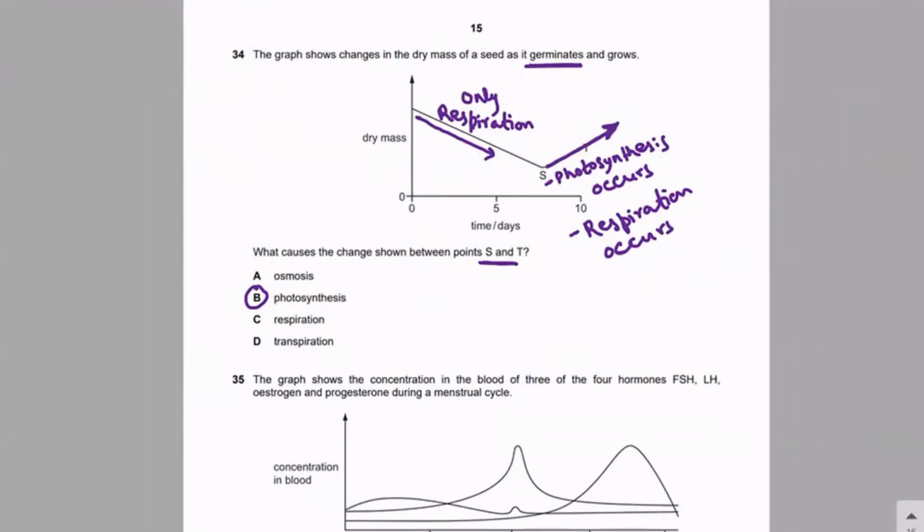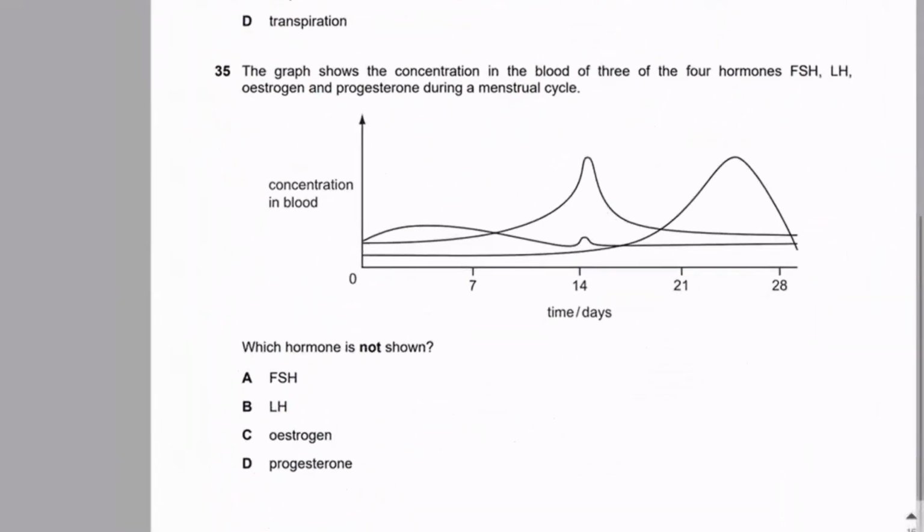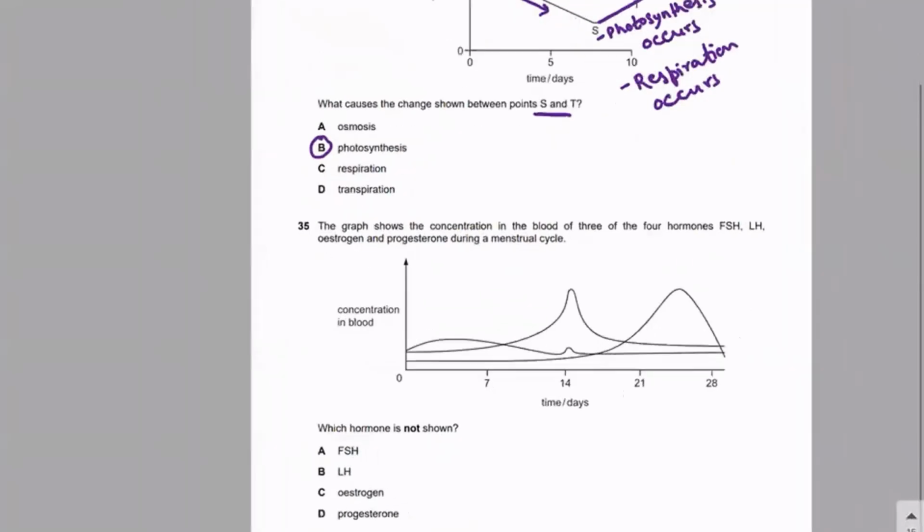In photosynthesis, the plants or the leaves are trapping light energy and converting that into chemical energy, and chemical energy is absorbed in the carbohydrates. And new carbohydrates are being formed, so mass is increased.